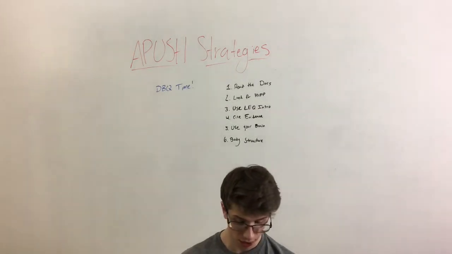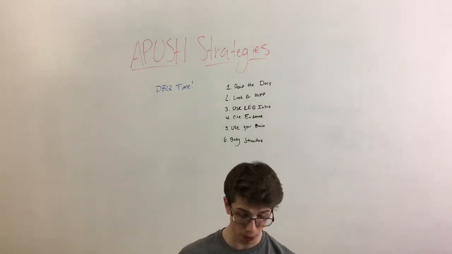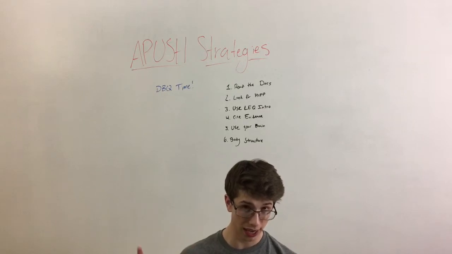So you're going to ask yourself 4 questions. What is the most important point of the document? Am I including HIPP strategies? Does this evidence support my argument? And how can I expand upon this information?